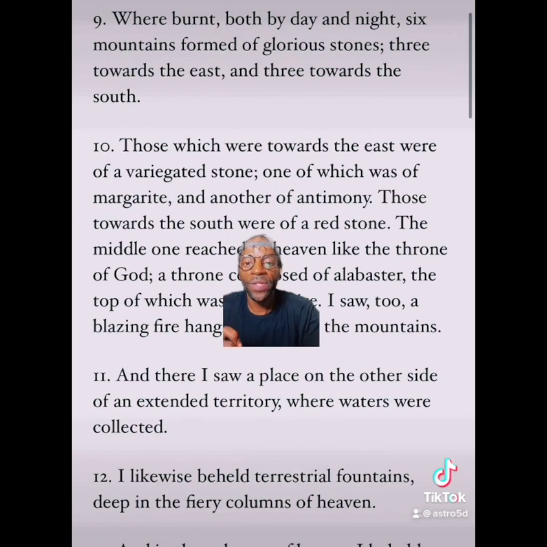Chapter 18, verse 12. I likewise beheld terrestrial fountains deep in the fiery columns of heaven. The fiery columns of heaven.